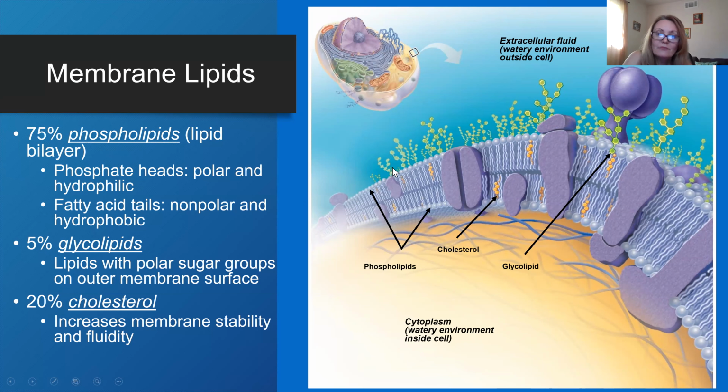Right, so are we doing good here with cell membrane? So cell membrane is phospholipid bilayer. Phospholipids are about 75% of all the lipids, but we do have cholesterol and glycolipids as well.